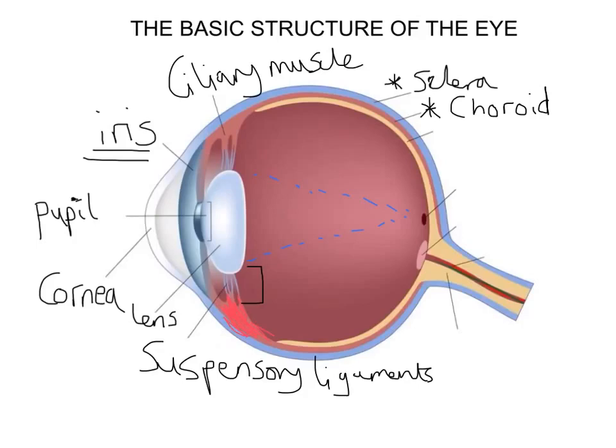So let's come to the final few labels. This yellow part, if I change the colour as well, this yellow part of the back of the eye here is the retina.